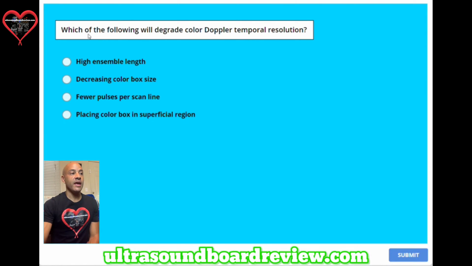The answer is A, high ensemble length. When the ensemble length increases, that means you have more pulses per scan line.